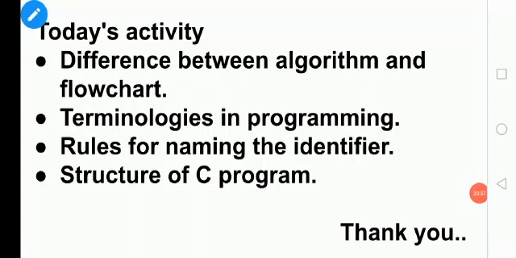That is today's activity. So you have to write the difference between algorithm and flowchart. Then terminologies in programming. So we have seen what terminologies are included in programming and rules for naming the identifier. We have read some set of rules for naming the identifier, isn't it? That point wise you have to write. Then structure of C program. So what is the structure included in the C program? 7 sections. Do you remember that? That you have to write. Are you clear? So these are the questions for you.